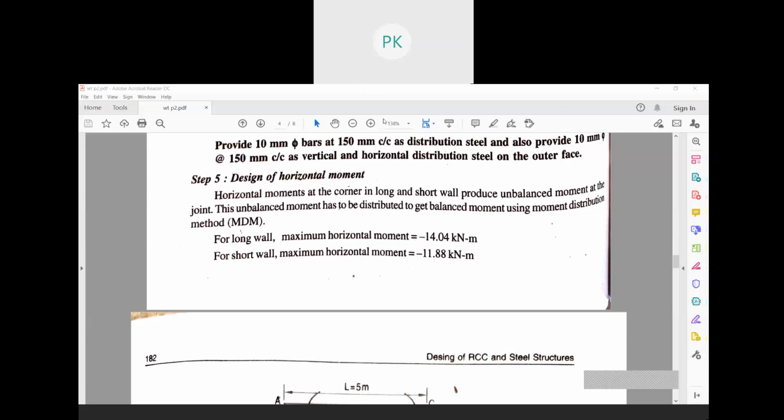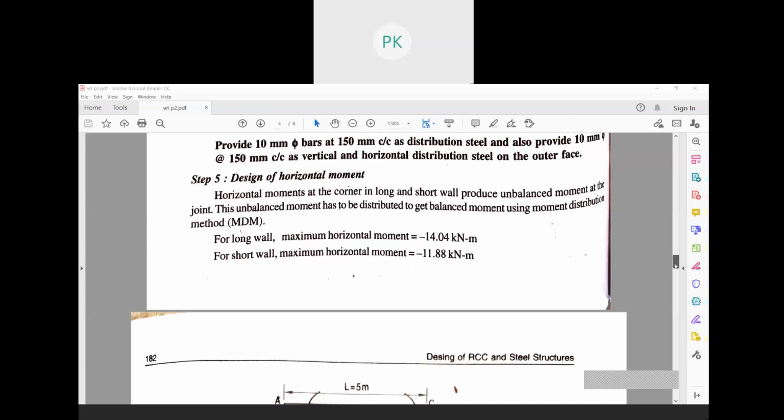So now we will look into the design of horizontal moments. The horizontal moments at the corner in a long and short wall produce an unbalanced moment at the joint. This unbalanced moment has to be distributed to get a balanced moment using the moment distribution method. For the long wall, the maximum horizontal moment is minus 14.04 kilonewton meters. For the short wall, the maximum horizontal moment is minus 11.88 kilonewton meters.